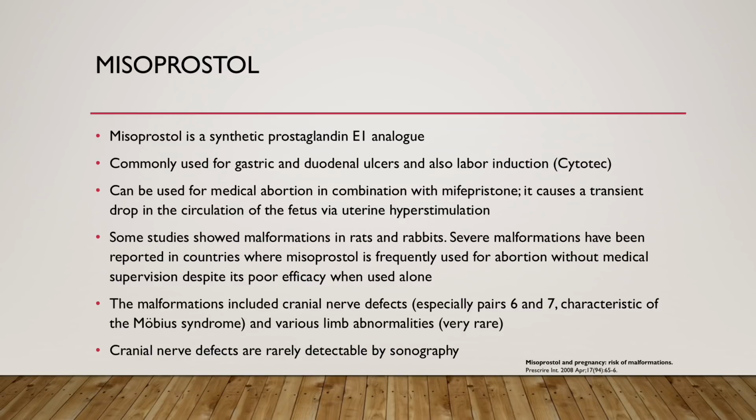It mostly just causes increased contraction and labor induction. The malformations that have been seen in humans include cranial nerve defects, especially pairs 6 and 7. This is something called Mobius syndrome, and there was one reported case of it in France under medical supervision, so that is something that could occur. And then various limb abnormalities can also occur, but are also very rare. The cranial nerve defects in Mobius syndrome are rarely detectable by sonography, so there's really not much monitoring you can do when there is continued pregnancy after using misoprostol.